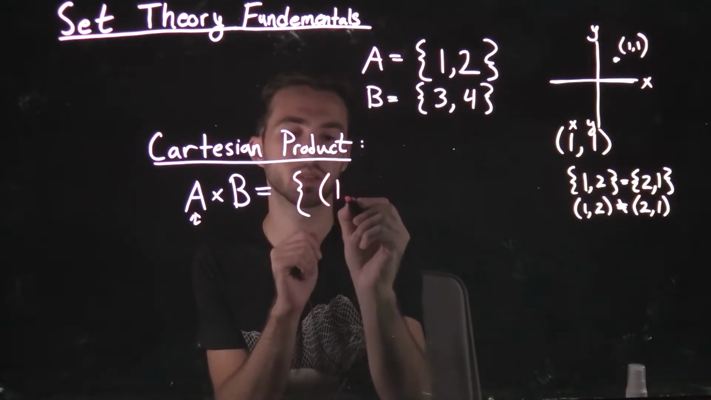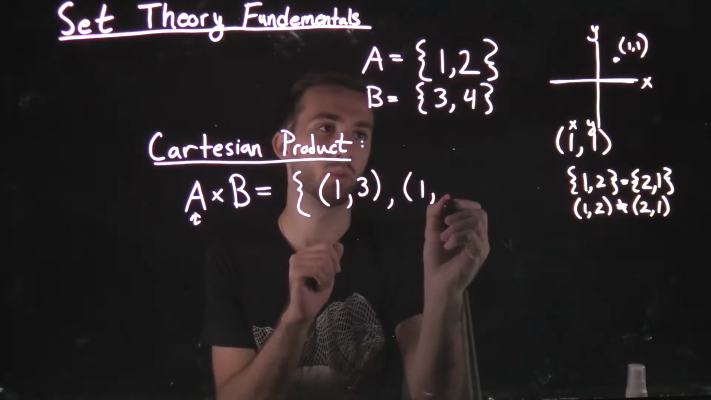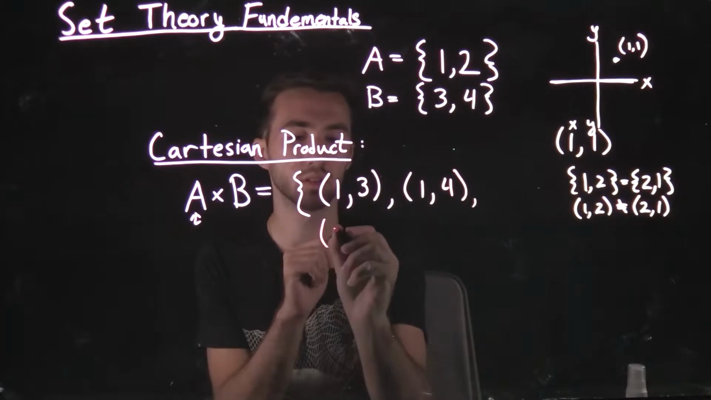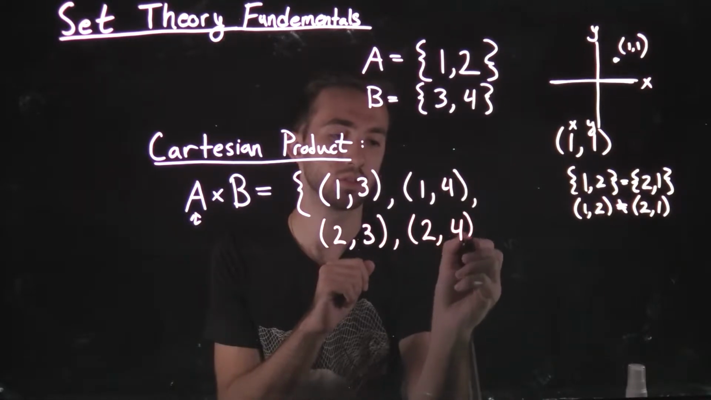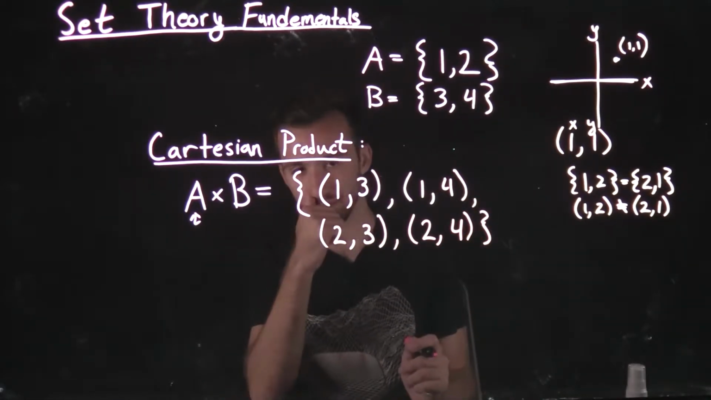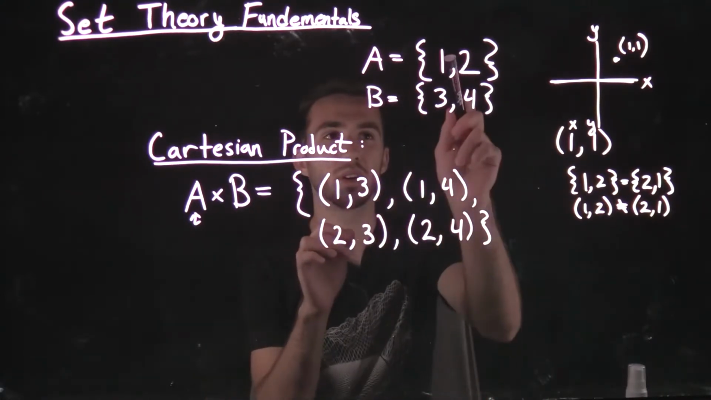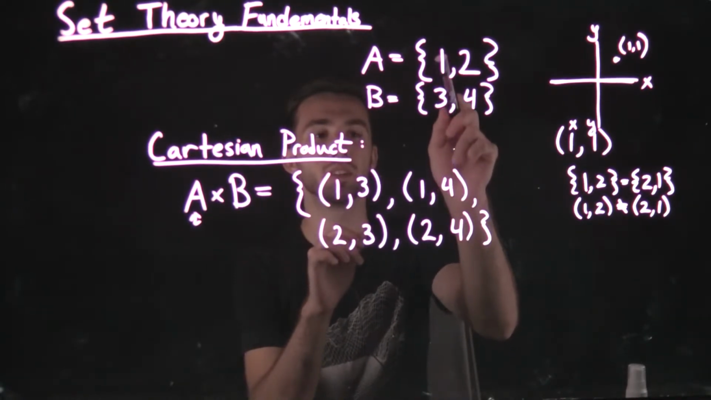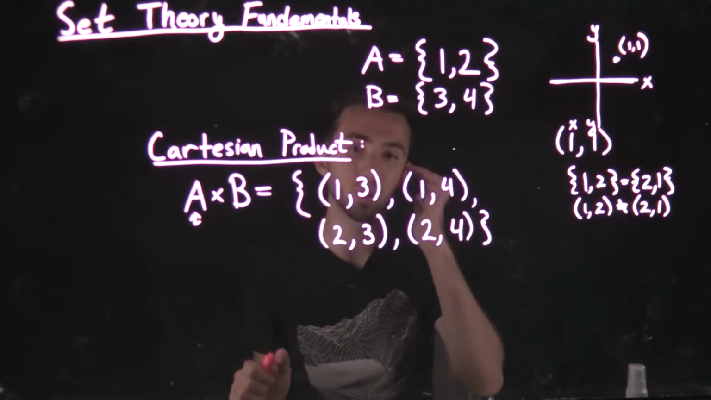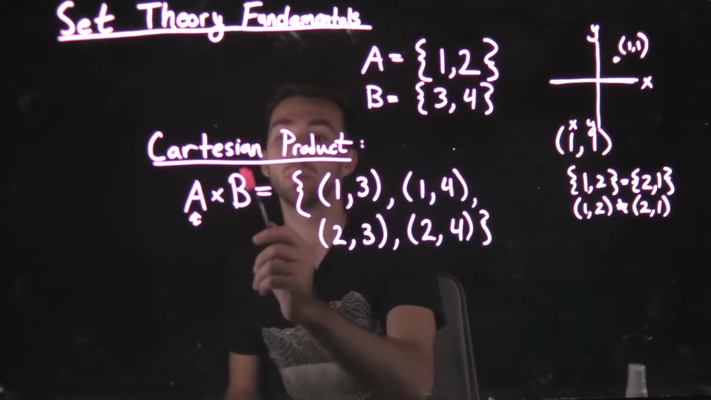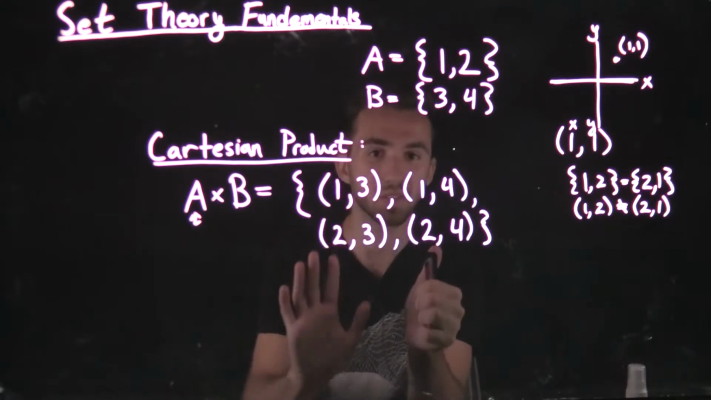So what would that look like? That's going to be 1 and 3, 1 and 4, 2 and 3, 2 and 4. Now, look at this. We just took 1 and we made an ordered pair 1 and 3. Then we made an ordered pair 1 and 4, and then 2 and 3, and then 2 and 4. So we make all possible ordered pairs of elements in A with elements in B. And hopefully that's not too tough to understand.